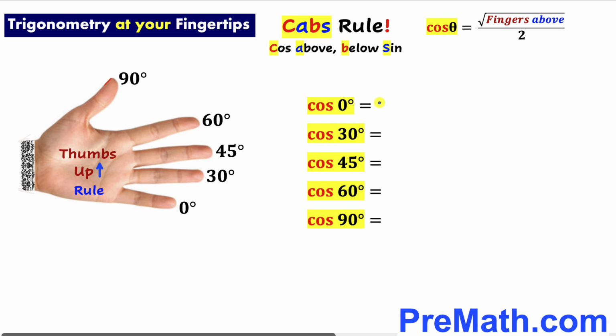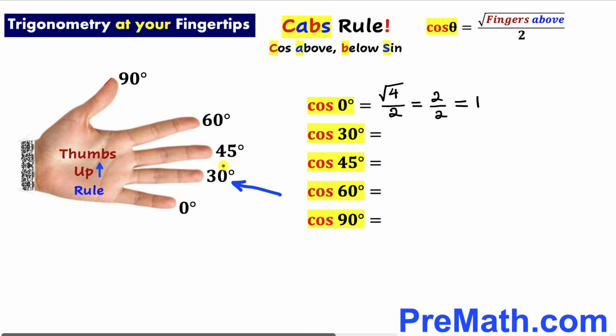And now, very first, we are going to calculate the value of the cosine function. Let's start off with the cosine of 0 degrees. So therefore, we are going to pick the finger with 0 degrees. And here's the rule: cosine of 0 degrees is going to be the square root of fingers above. And we can see there are 4 fingers above this value. So therefore, cosine of 0 degrees is going to be the square root of 4 divided by 2. And now we can see the square root of 4 is 2, and 2 divided by 2 reduces to 1.